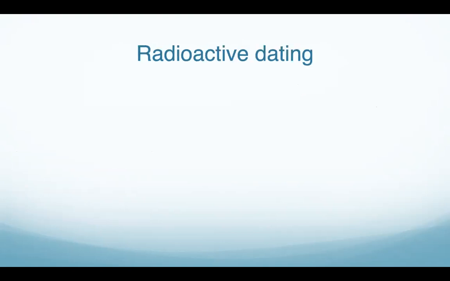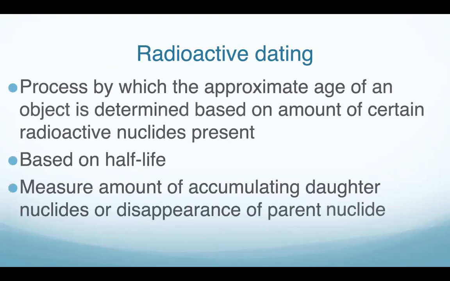So starting with radioactive dating, this is a process by which the approximate age of an object is determined based on the amount of certain radioactive nuclides that are present. All of this is going to be based on half-life. Now, a very important aspect of radioactive dating is that different isotopes, because they have different half-lives, are going to be used to radioactively date different types of objects.